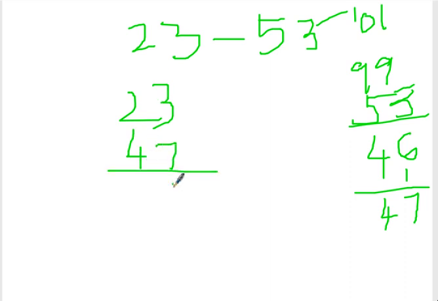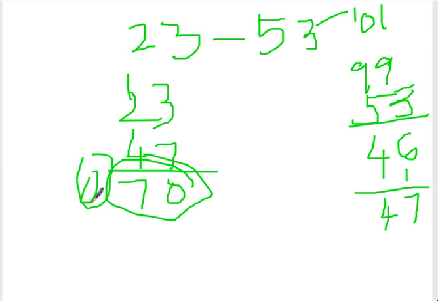So 7 plus 3 is 10, 70. Okay, so 70 you got. So there is no carry, that means you got 0 here. So when you get 0, it is minus. And for this one you have to find out the tens complement.